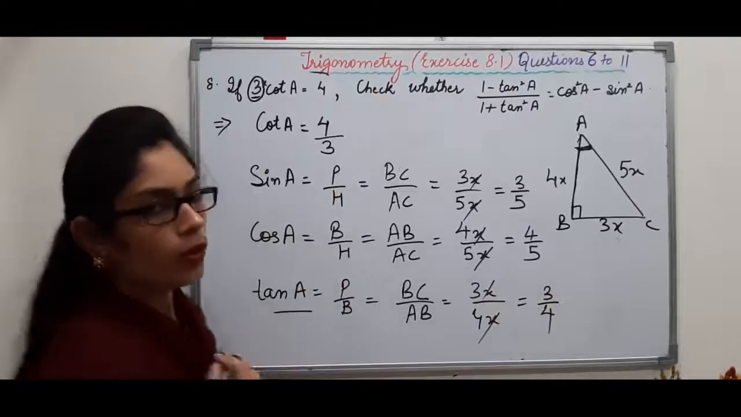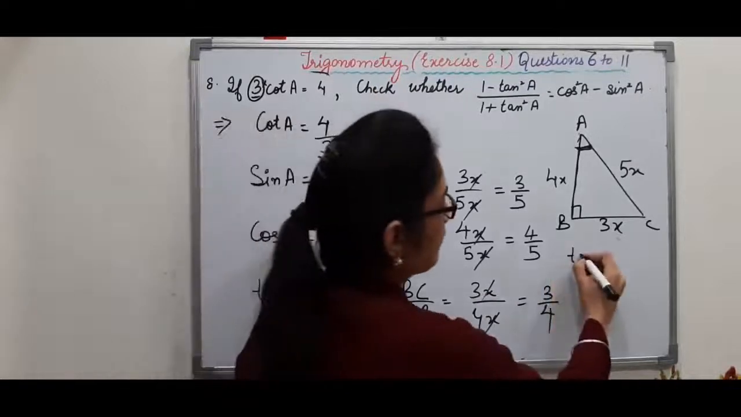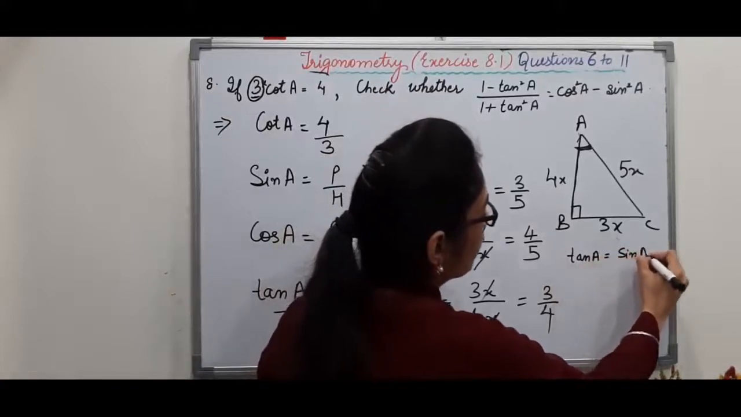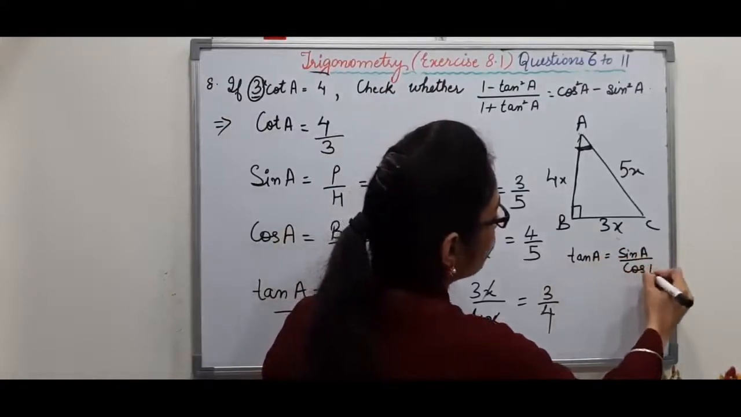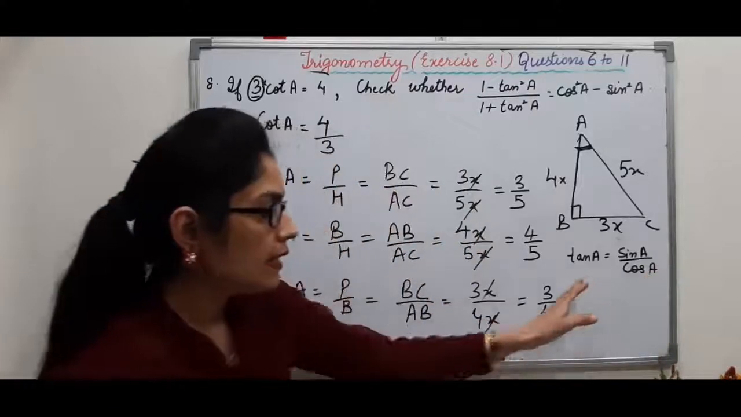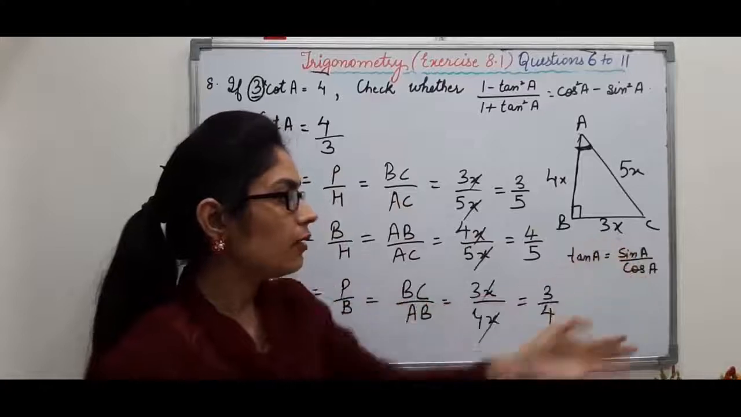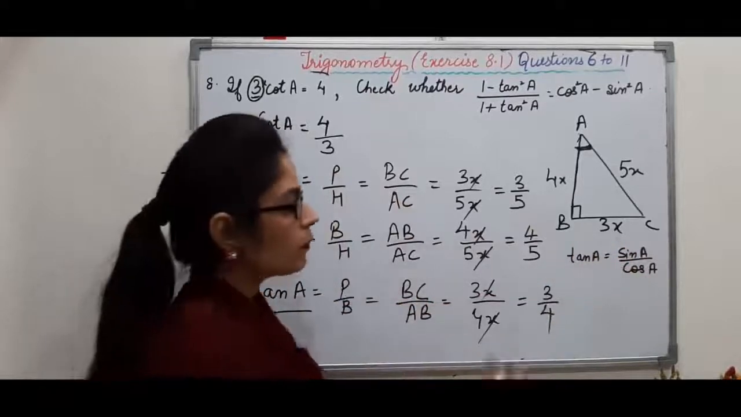And if you want, because we know tan A or tan theta is also equal to sin theta upon cos theta, so the angle is A here. So tan A we can also find by dividing sin by cos, because this is also the value of tan.